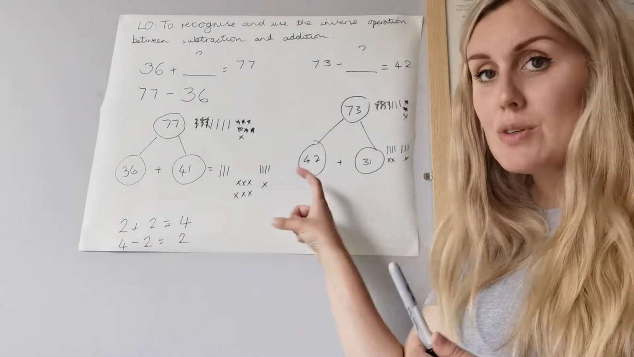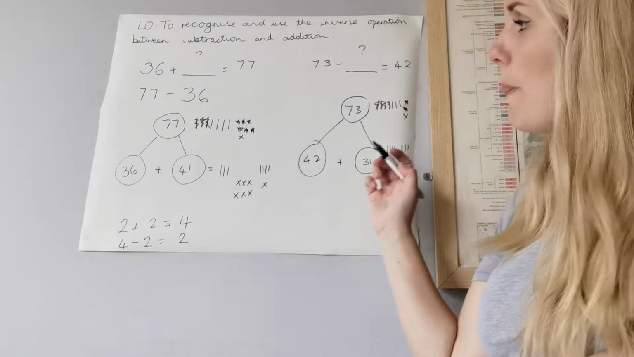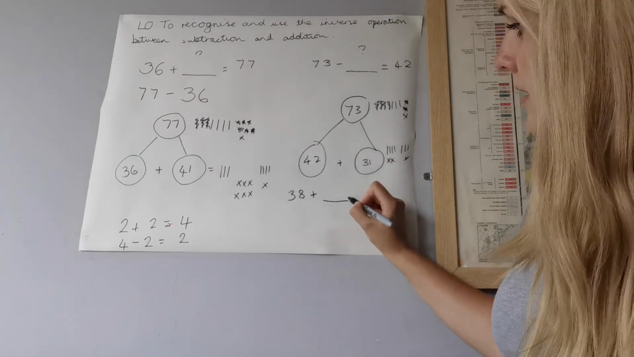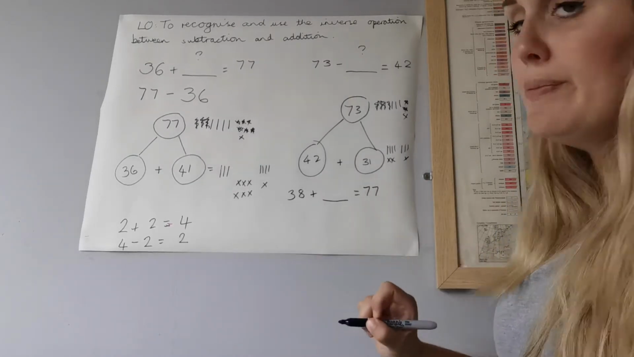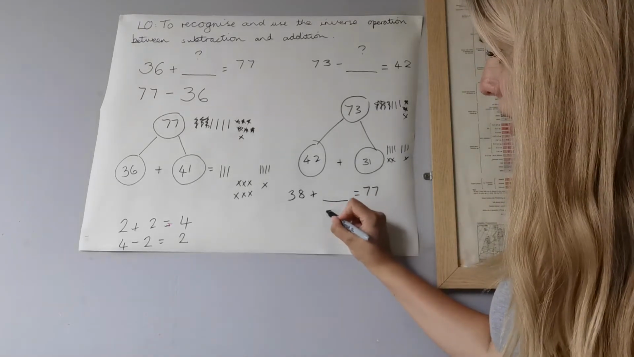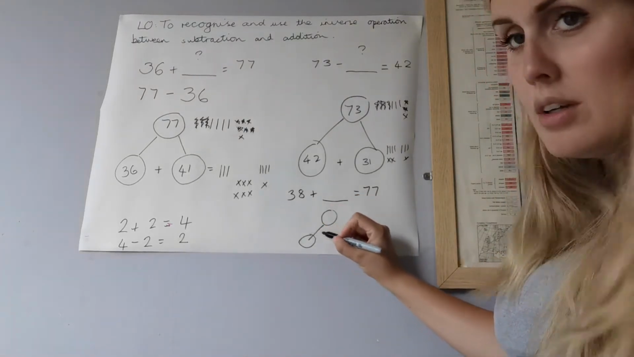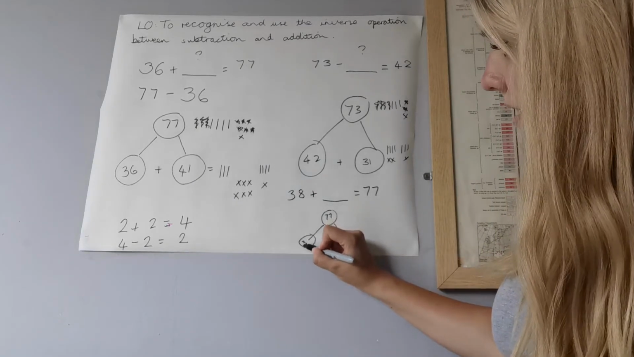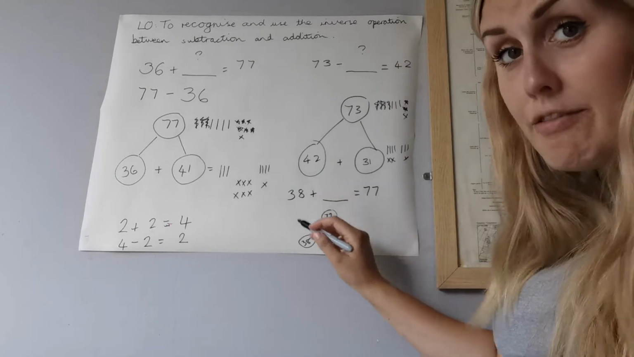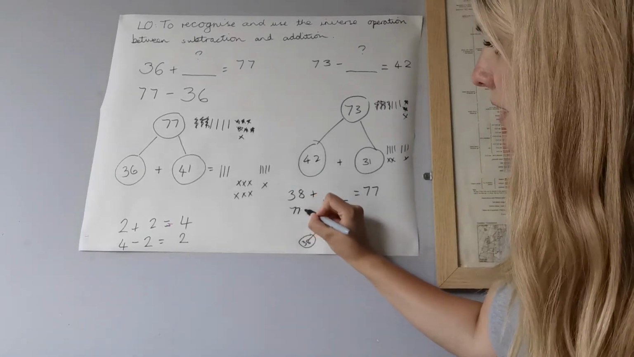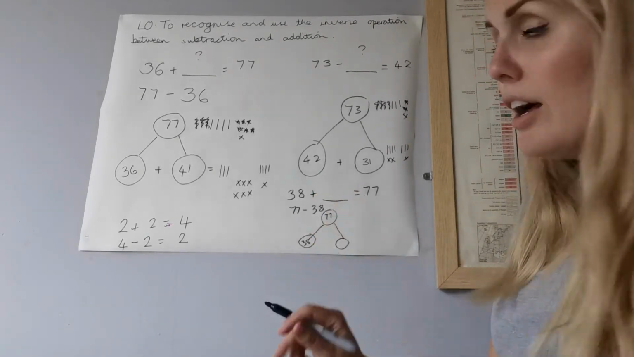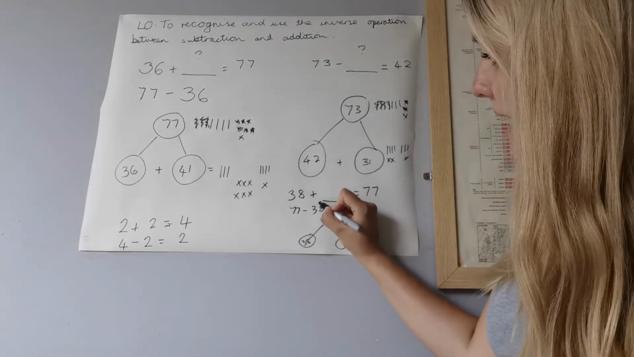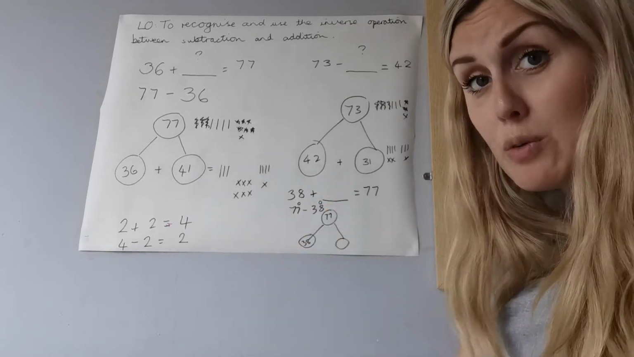Now, I'm just going to do a little example down here. Imagine if you had 38 add something equals 77. And I did a part-whole model. Hope you can see this, yeah. 77, 38. My inverse would be 77 take away 38. Now, I've noticed a problem. I've noticed that I can't take away 8 ones from 7 ones.